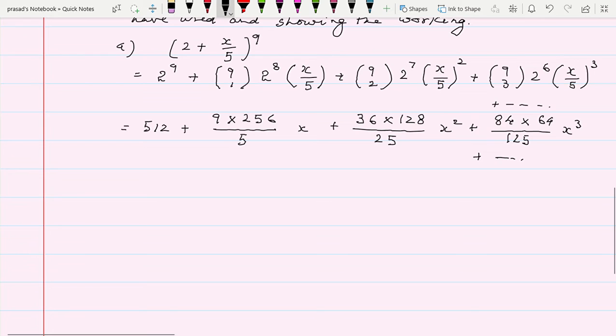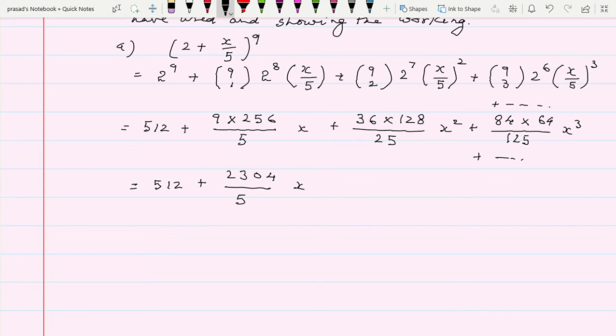Now simplify that. Simplify each term. 512, then this will be 2304 upon 5 x.